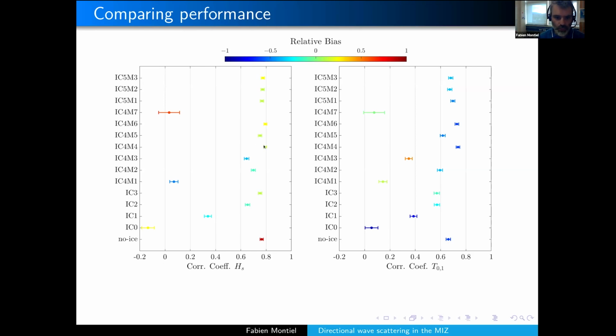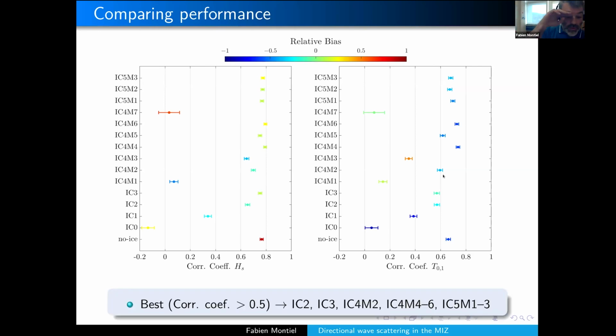And we have a few of them which are pretty good, both in correlation and in having lower biases. There's a bit more bias here in mean wave periods. And what we found here, and it's more or less arbitrary, but if you look at these models which have correlation coefficients higher than 0.5 in both significant wave height and mean wave periods, then there are 9 of them, and I've listed them here. So IC2, IC3, IC4, M2, and then a few more there. So these are the ones which we thought might have a better chance of working.